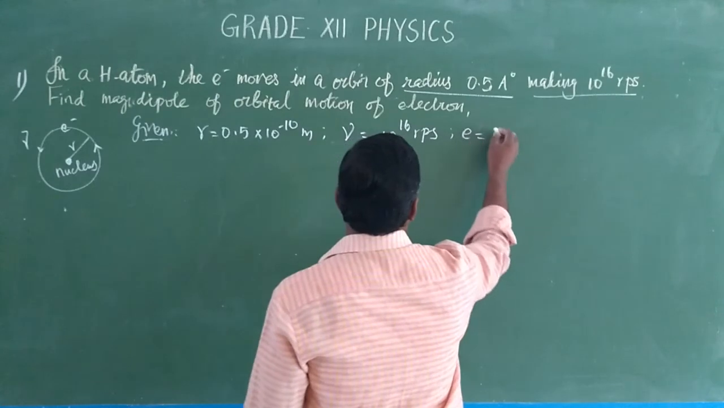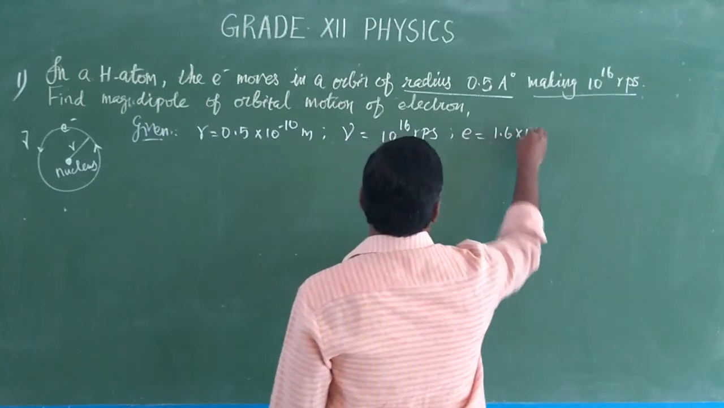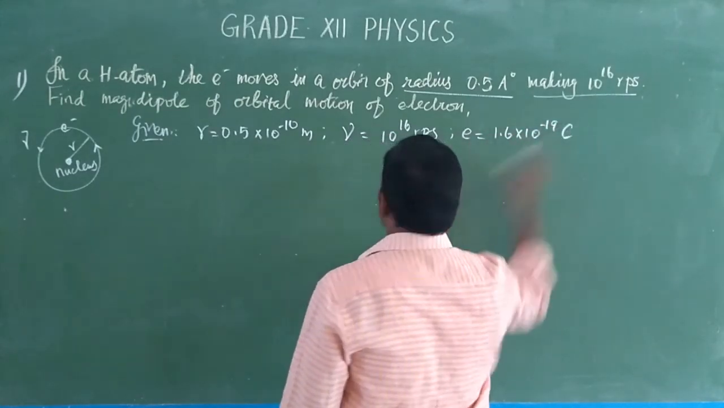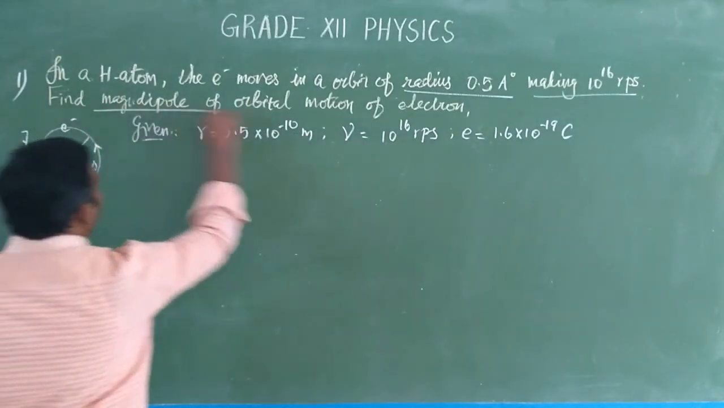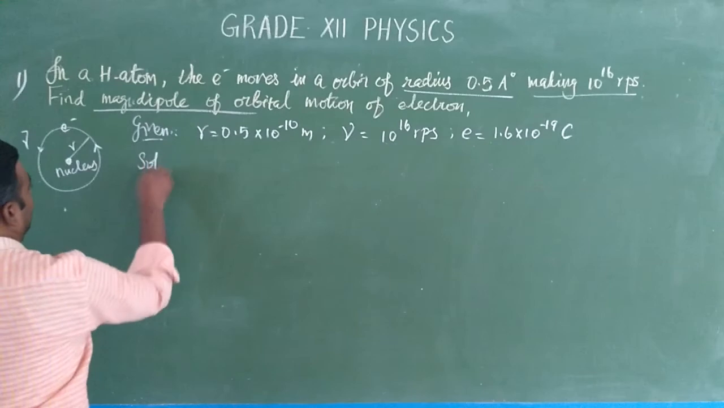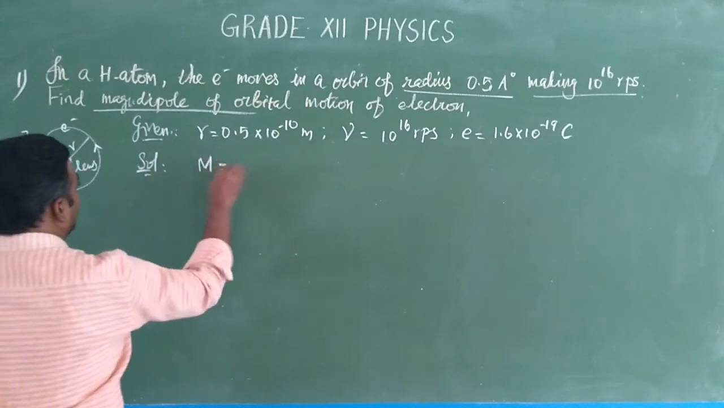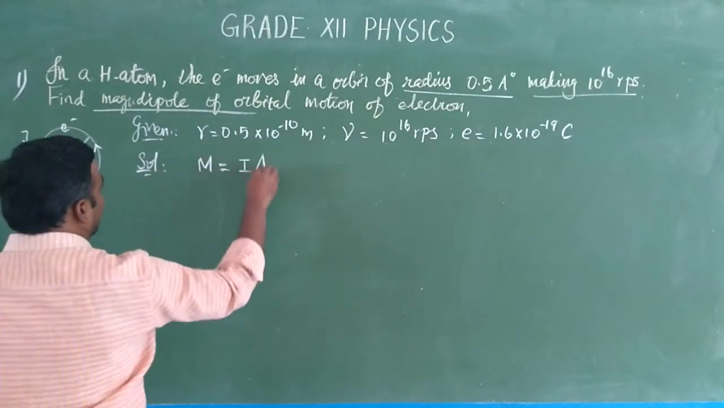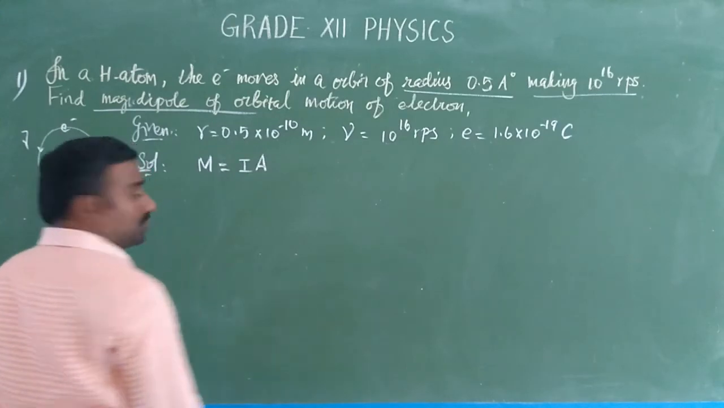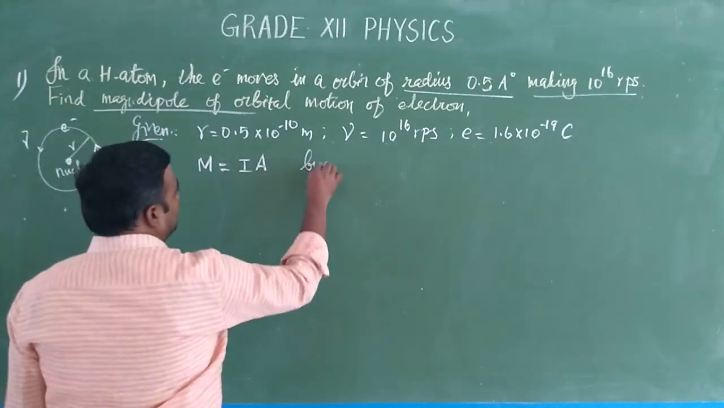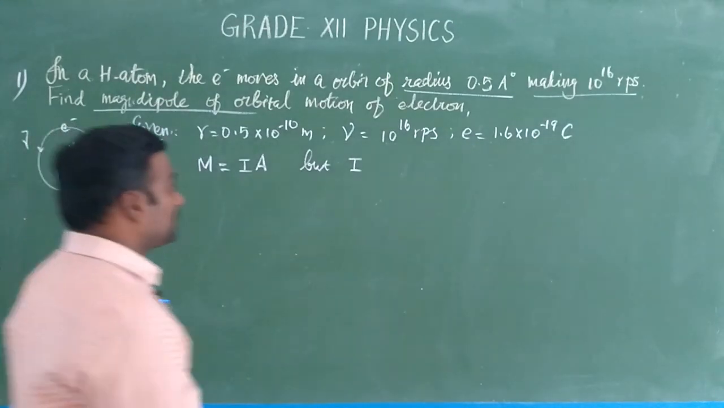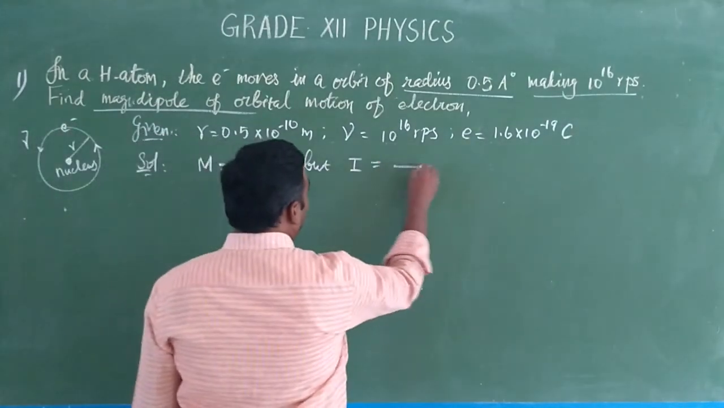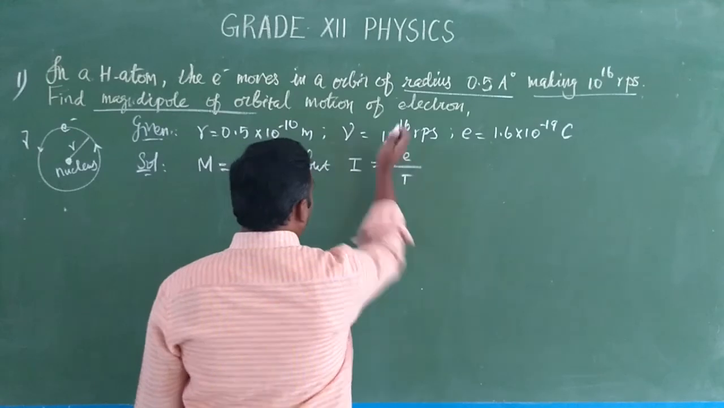The charge of an electron is 1.6 into 10 to the power minus 19 coulomb. We want to find the magnetic dipole moment, that is equal to IA. But the current value we don't know. What is the current? The current is opposite to the direction of flow of electron, which is equal to the rate of flow of charge.